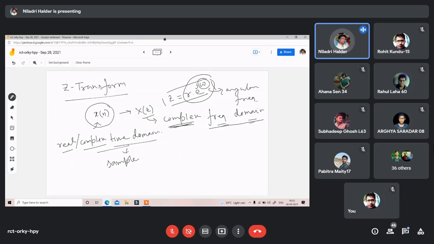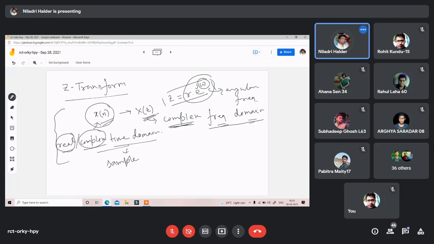Omega is your angular frequency, so you will get the value in the frequency domain. Input may be real, may be complex, but output will always be complex. Keep that in mind. What is the importance of that? From the time domain, we are converting it into the frequency domain.